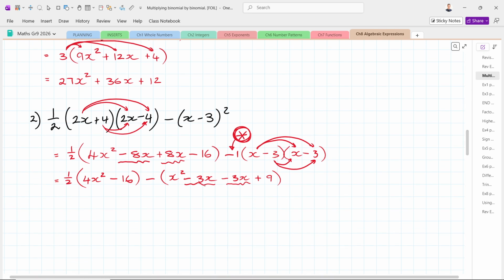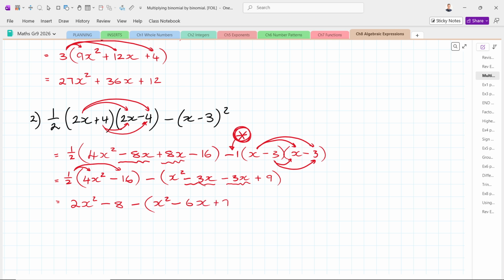inside that bracket. I can distribute this half now already. You can also wait for the next step. 4 times a half is going to give me 2x squared. Positive times a negative is a negative. 16 times a half gives me 8. Negative stays. X squared stays. Minus 3 is minus 6x plus 9.